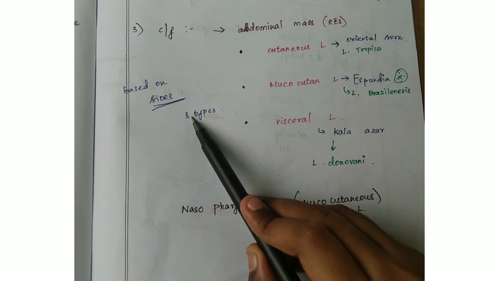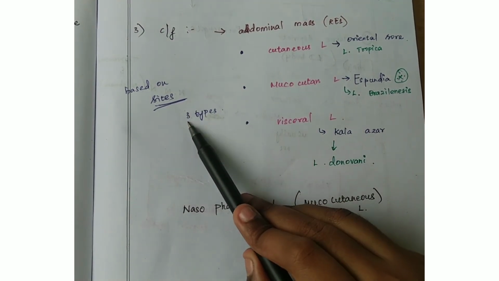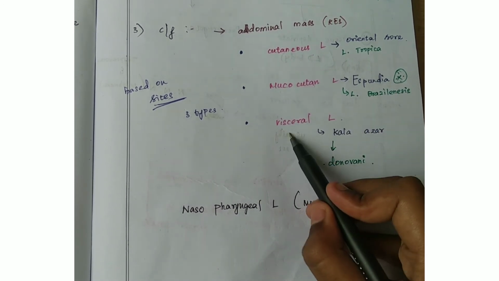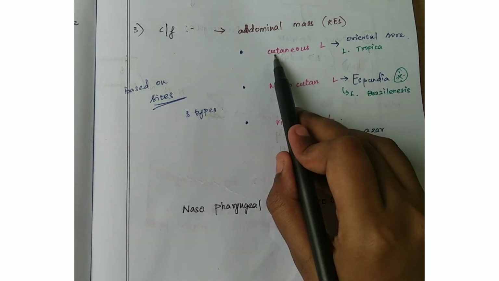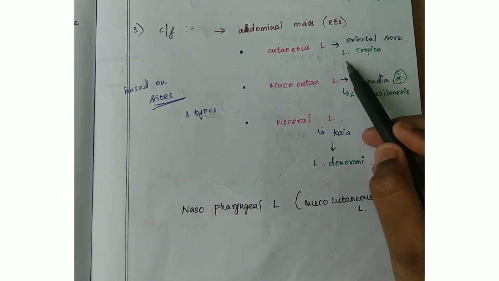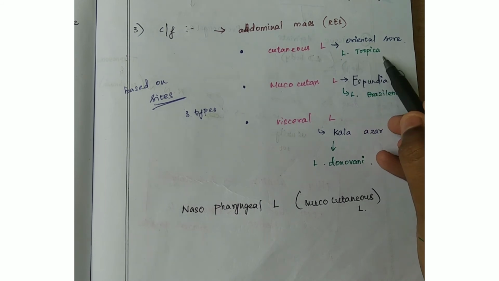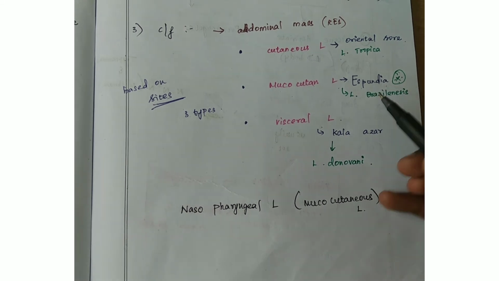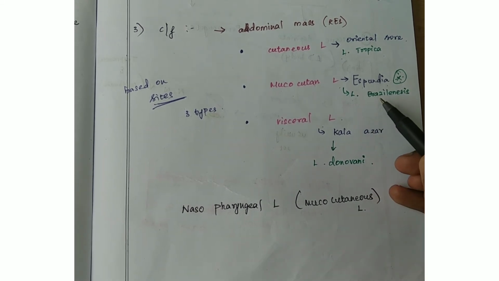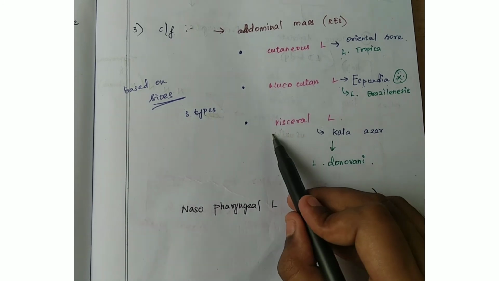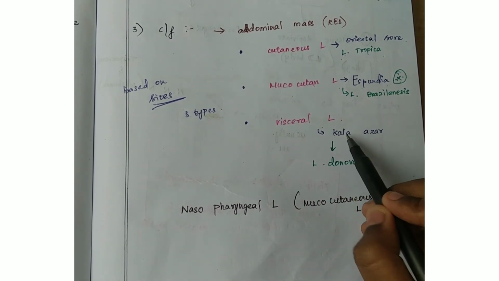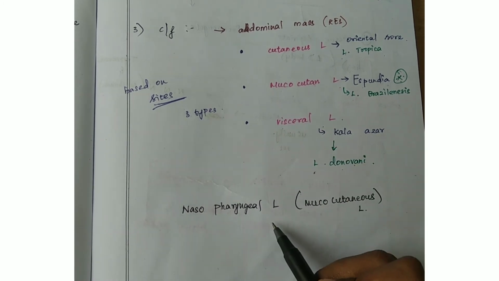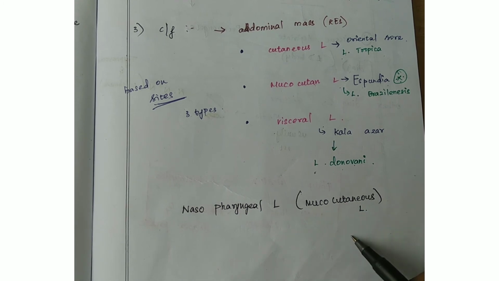Based on the site, it is divided into 3 types of leishmaniasis: cutaneous leishmaniasis, mucocutaneous leishmaniasis, and visceral leishmaniasis. In cutaneous leishmaniasis, there will be oriental sore, which is caused by Leishmania tropica. In mucocutaneous leishmaniasis, espundia, it is caused by Leishmania brasiliensis. And in visceral leishmaniasis, there will be Kala Azar. Kala Azar is caused by Leishmania donovani. This is the most common. Nasopharyngeal leishmaniasis is nothing but mucocutaneous leishmaniasis.